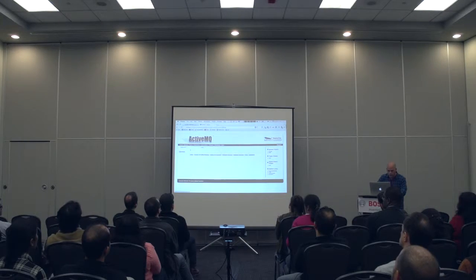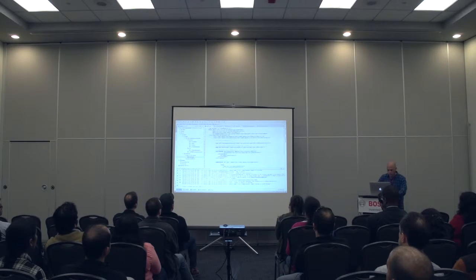Let's take a look at our queues. Right now we've got no queues, okay? Empty, no queues. So, we're going to go ahead and add in a wiretap at this stage. But before we do that, let's set up ActiveMQ.